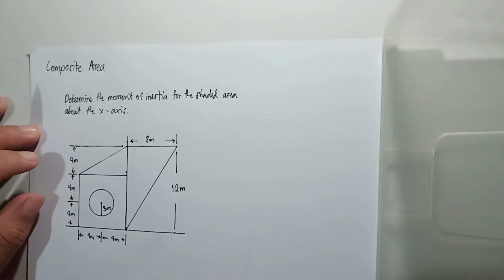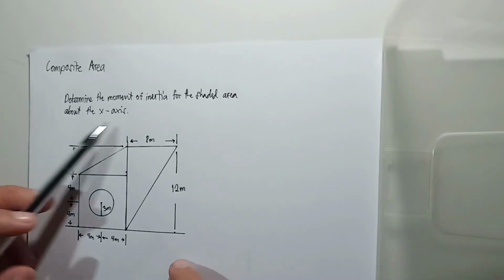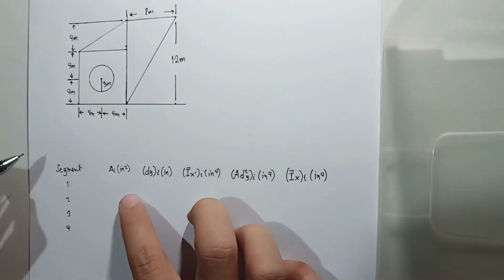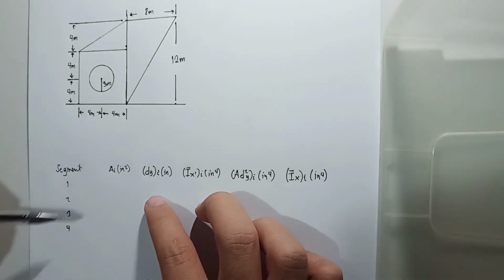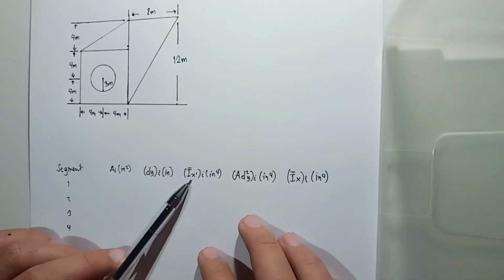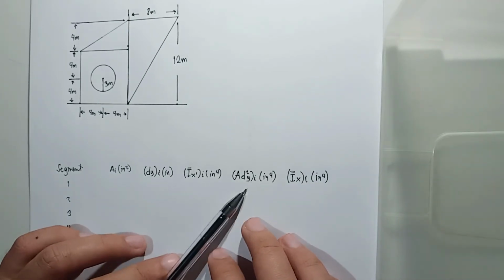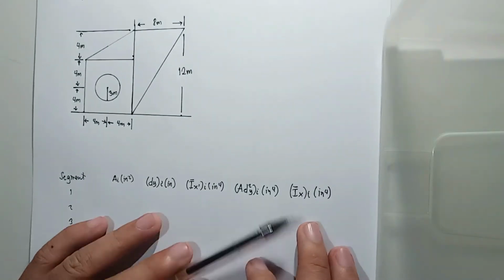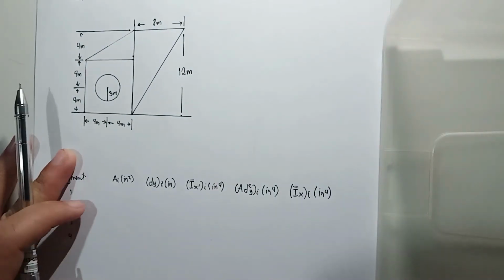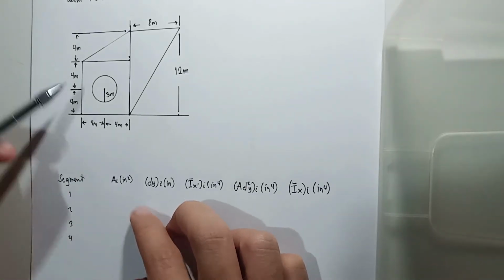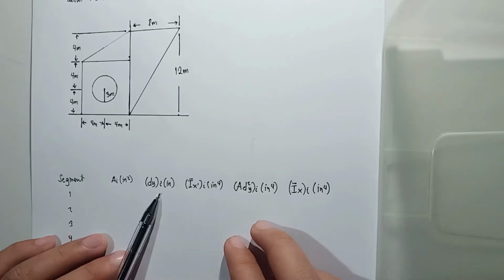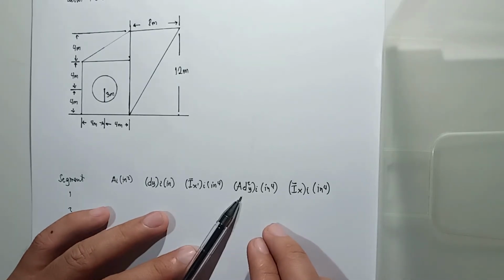For the composite area problem, let's determine the moment of inertia for the shaded area about the x-axis. For every segment, we have the area, the distance, the centroidal x-axis moment, and the area times d squared, for us to determine the moment of inertia about the x-axis. So first, let's find the area, distance, centroidal x-axis moment, and the area times d squared.